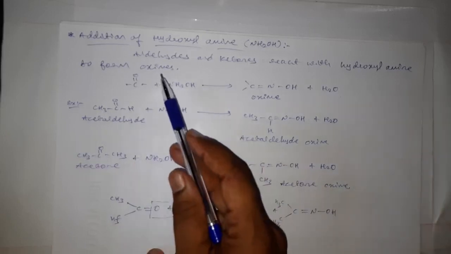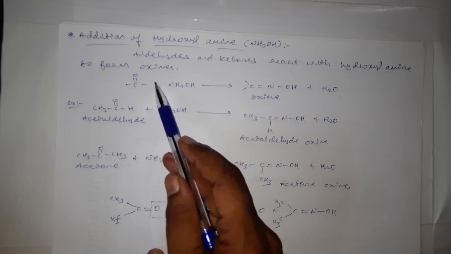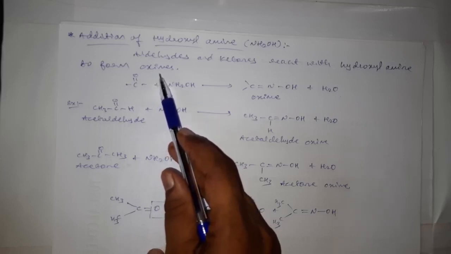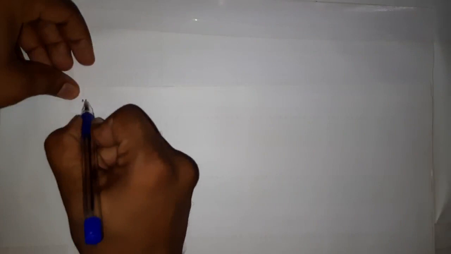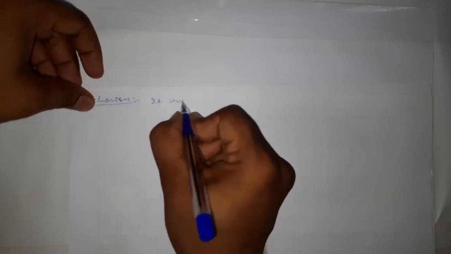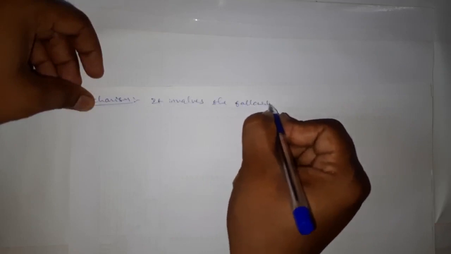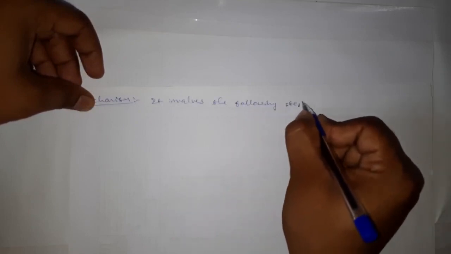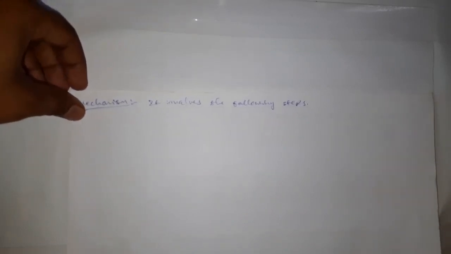This is the reaction of hydroxylamine with the carbonyl group of aldehydes and ketones, or we can say the addition of hydroxylamine to the carbonyl group of aldehydes and ketones will result in the formation of the respective oximes. Okay. Then coming to the reaction mechanism, the mechanism of this reaction involves the following steps.